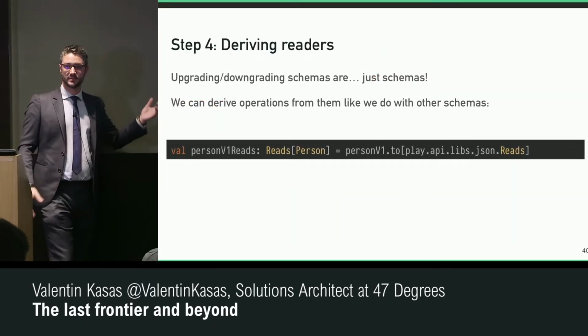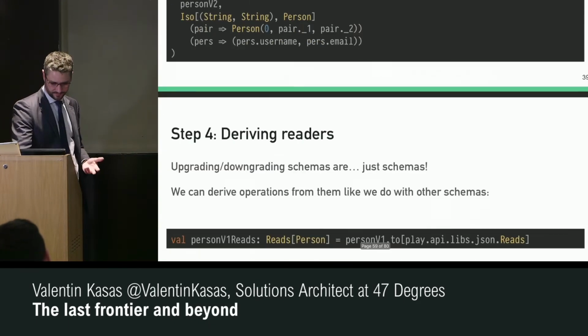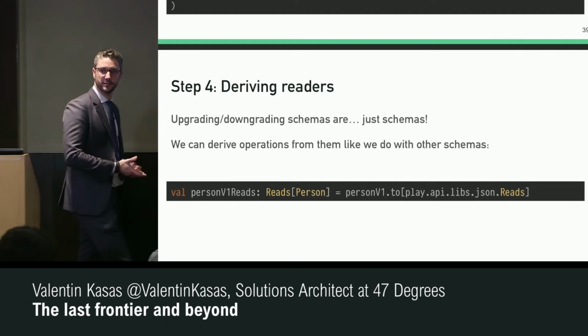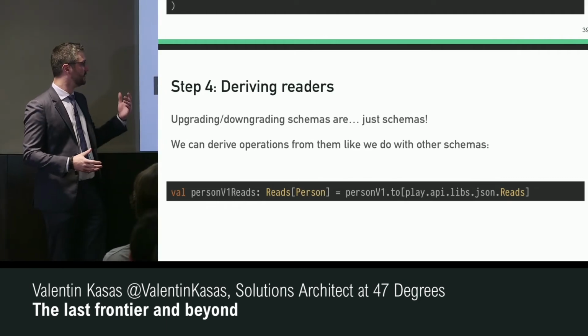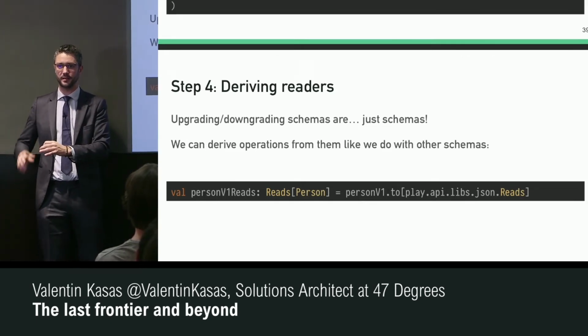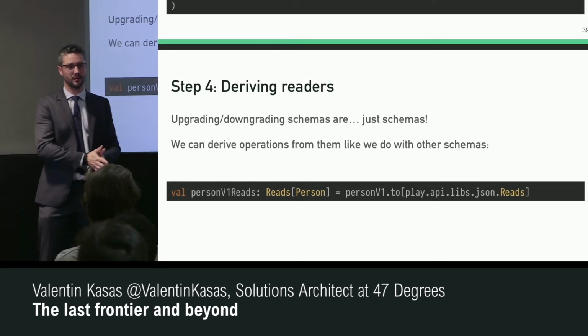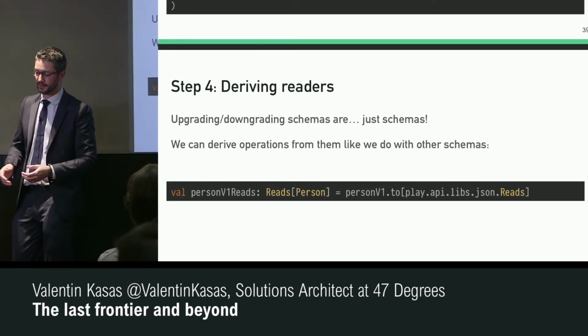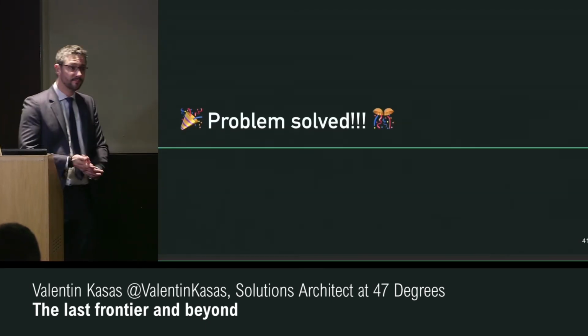And so from this schema I just wrote by hand, I just derive a reader, and voila, I have a reader that is able to read the old messages and build me my ADT instances at the current state. So cool, solved the problem.